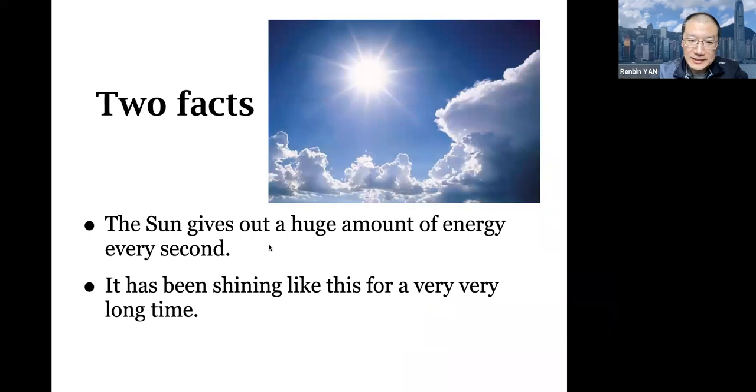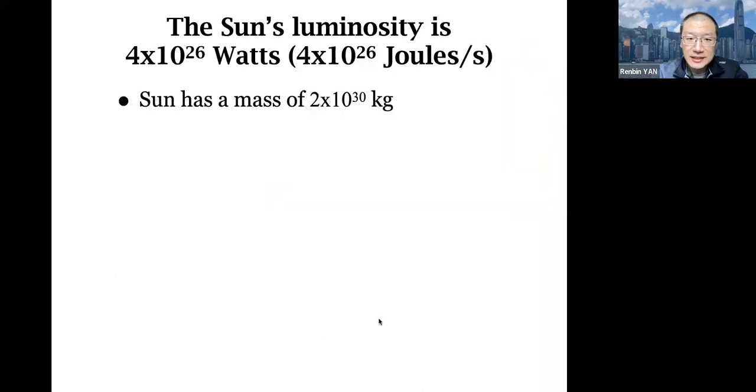There are two facts that we have to use. One is that the sun gives out a huge amount of energy every second. We can measure how bright the sun is, and we can figure out how much energy the sun gives out every second. And we also know it has been shining like this for a very, very long time, for billions of years, right? So if the sun is made of coal, can it last for this long?